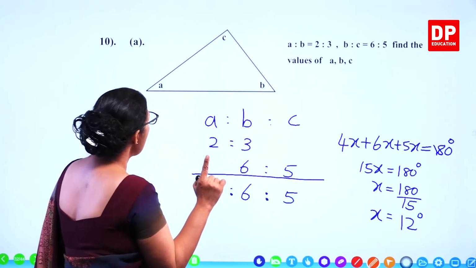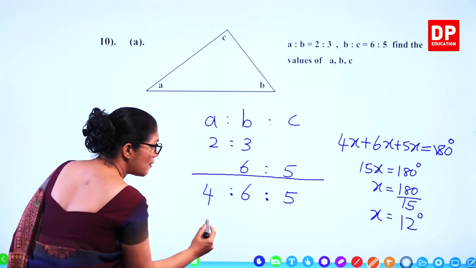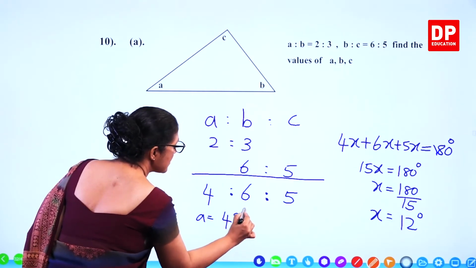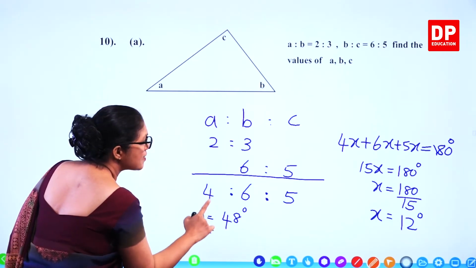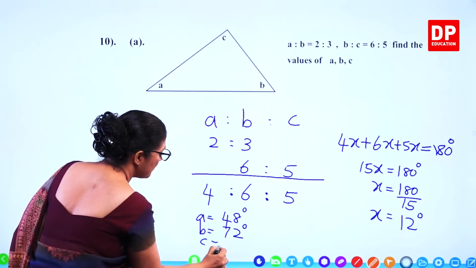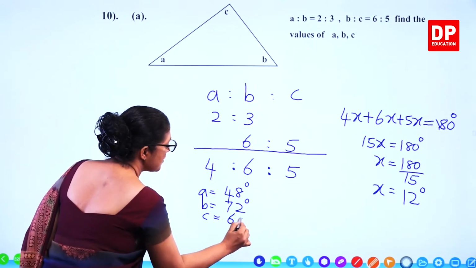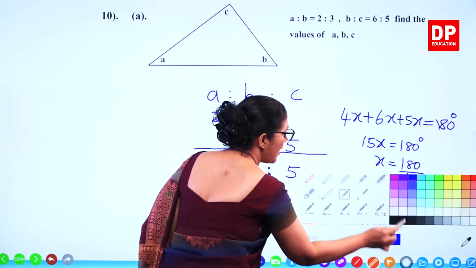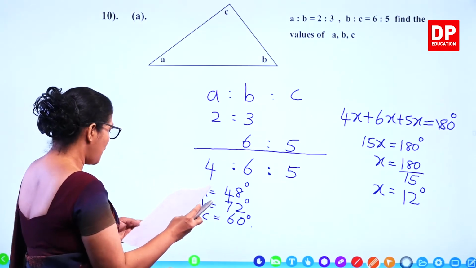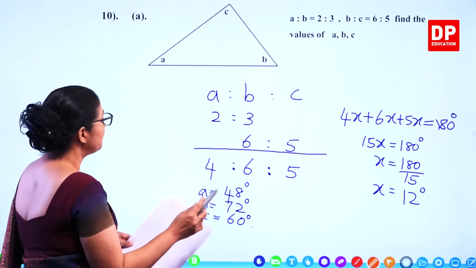Now we need to find out A, B, C. So what is A? 4x. 4 times 12. 48 degrees. What's the B value? 6 times 12. 72. What's C? 5 times 12. That's 60 degrees. So these are the angles for A, B and C. So how many marks for that? 4 marks for this part.